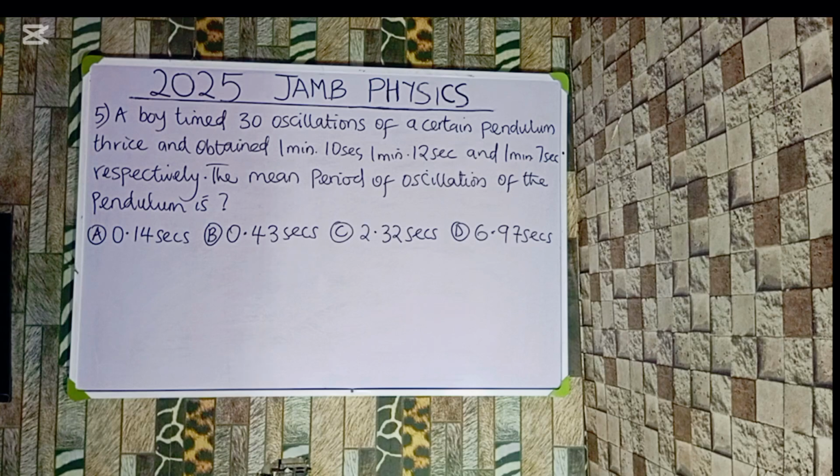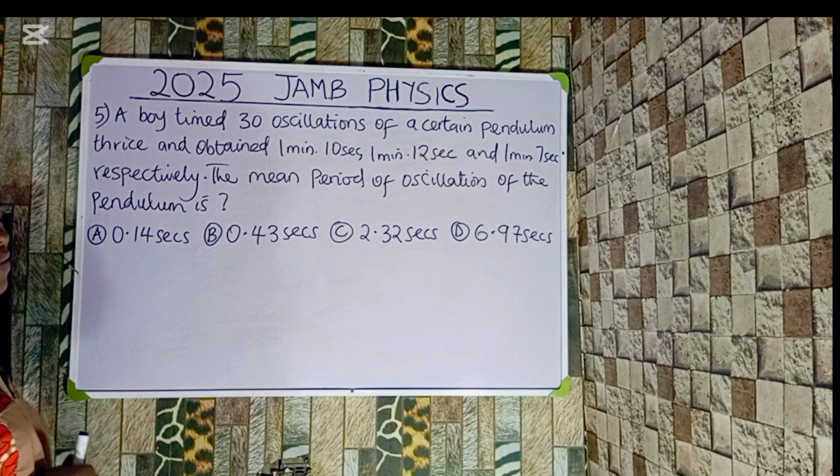A boy timed 30 oscillations of a simple pendulum thrice and obtained 1 minute 10 seconds, 1 minute 12 seconds, and 1 minute 7 seconds respectively. The mean period of oscillations of the pendulum is what? We have option A to be 0.14 seconds, option B to be 0.43 seconds, option C to be 2.32 seconds, and option D to be 6.97 seconds.